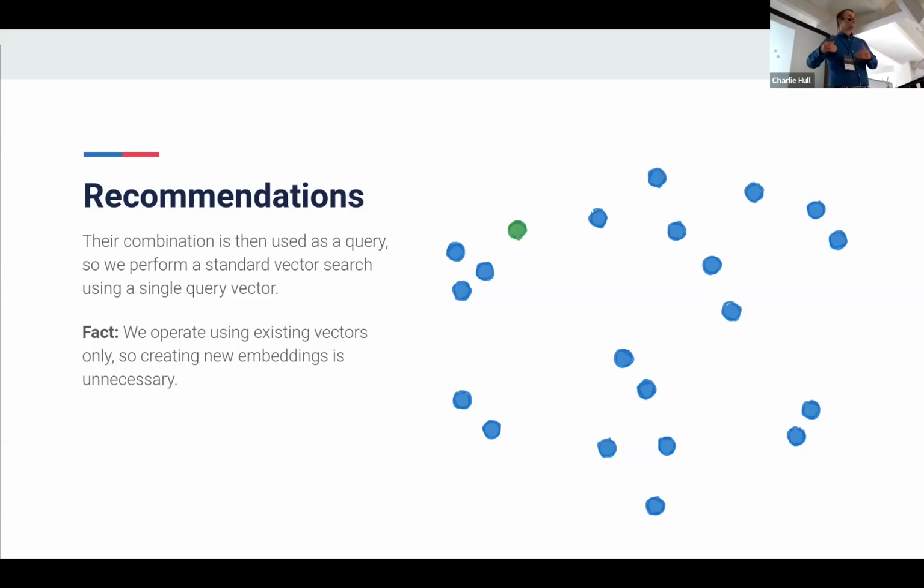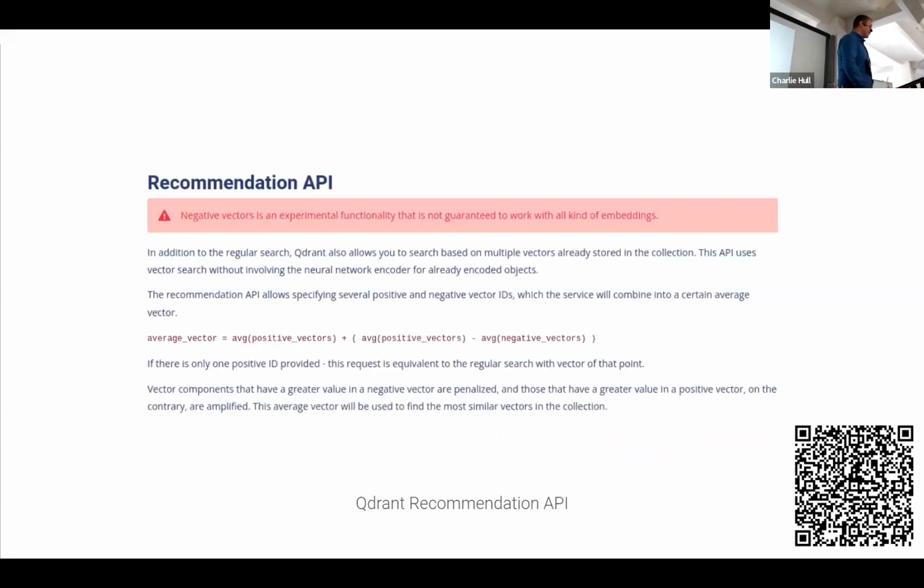And those negative examples will make sure that we are receiving vectors from different subspace of the latent space of our vectors. This is basically a simple procedure that we have already implemented. There is a recommendation API, which is, I have to say, highly underappreciated. There are not that many users right now. I don't know why, because this is pretty interesting. And that was available in Qdrant since the very beginning.